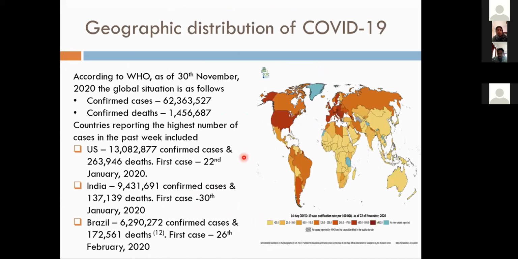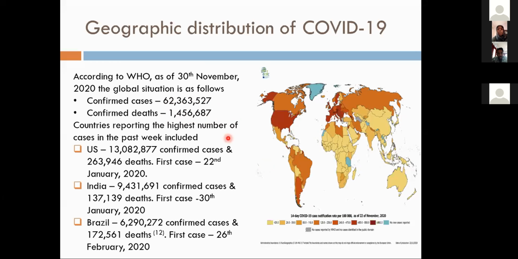Geographic distribution of COVID-19. Over the last few months, we found that every country stood astonished with the outbreak of COVID-19. According to WHO, as of the latest sources of 30th November, we have confirmed cases in the range of 62.3 million and 1.4 million confirmed deaths all over the globe.